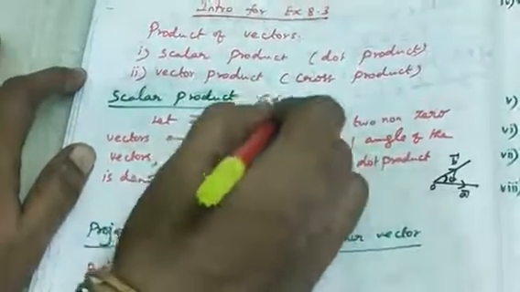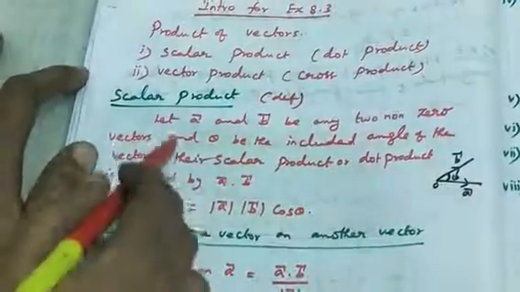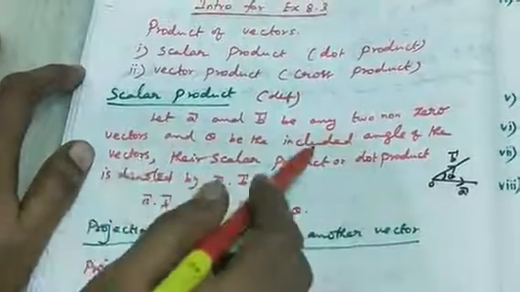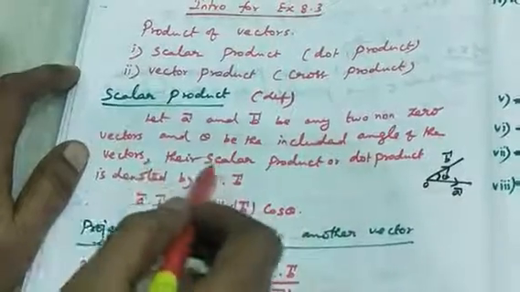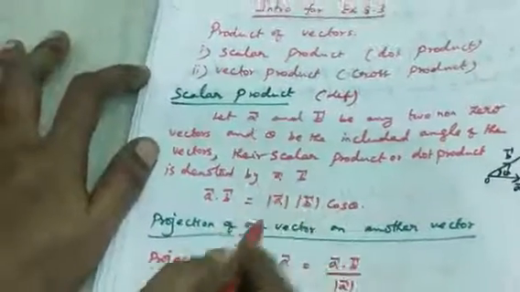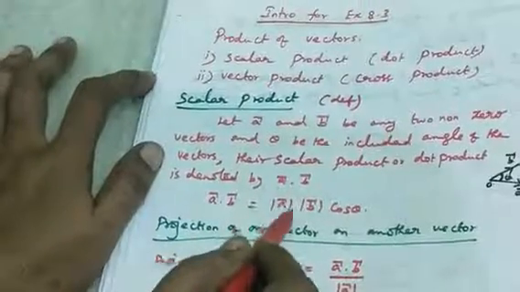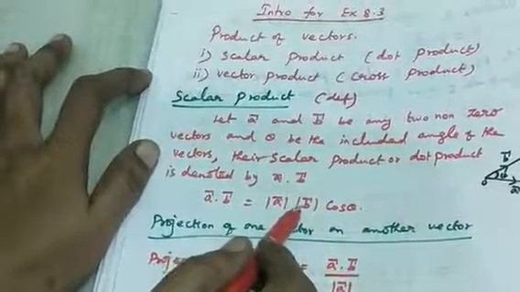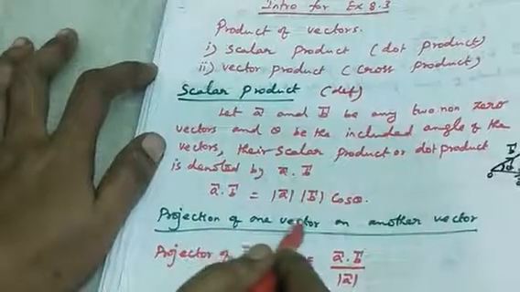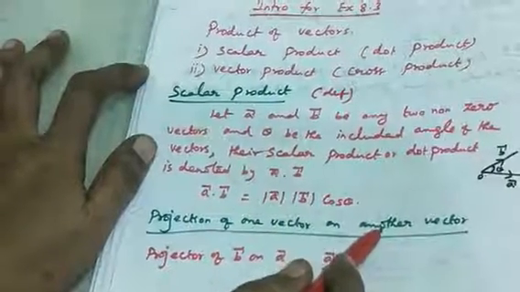Definition for dot product: let a vector and b vector be any two non-zero vectors and theta be the included angle of the vectors. Their scalar product is denoted as a vector dot b vector. So a vector dot b vector is equal to modulus of a vector into modulus of b vector into cos theta. Then projection of one vector on another vector.